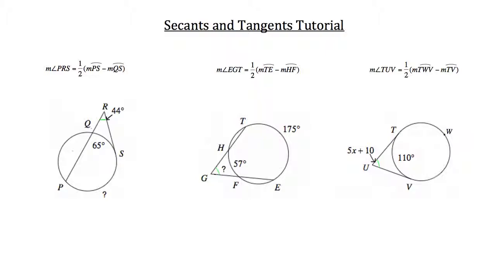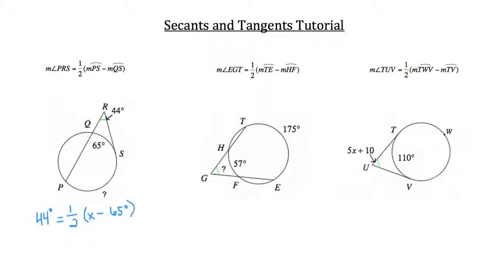I've told you that angle PRS has a measure of 44 degrees, and the smaller arc here, QS, has a measure of 65 degrees. I'd like you to solve for the larger arc, PS. So let's use the formula from above: that angle PRS, which is 44 degrees, is simply equal to half the larger arc, which in this case we'll call X, minus the smaller arc, which is 65 degrees.